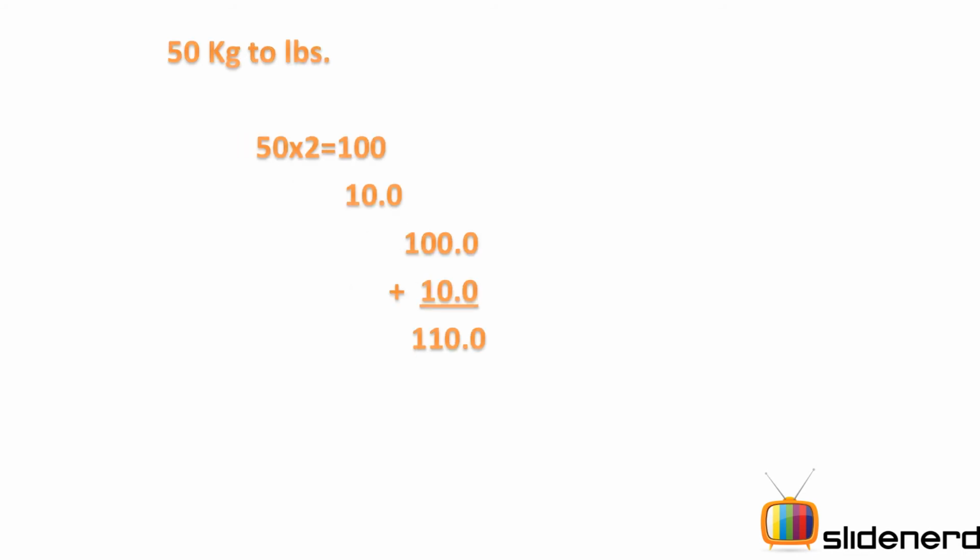Let's take another example. 50 kgs is to be converted into pounds. So step number 1, 50 times 2, that's 100. Shift 1 decimal place from the units place, that is 10. Add these 2, and that gives you 110.